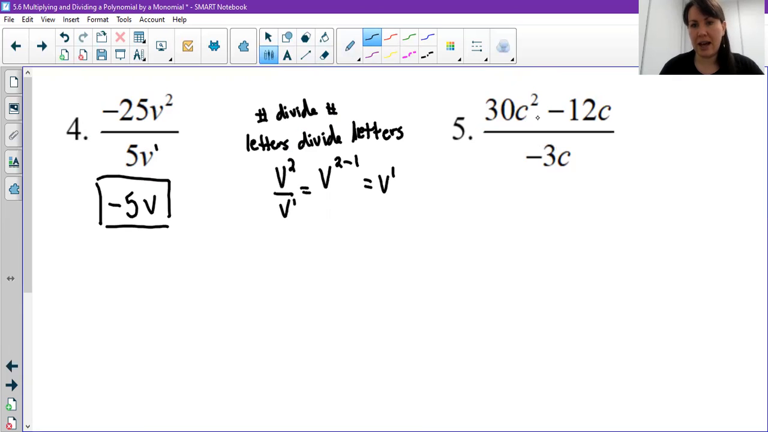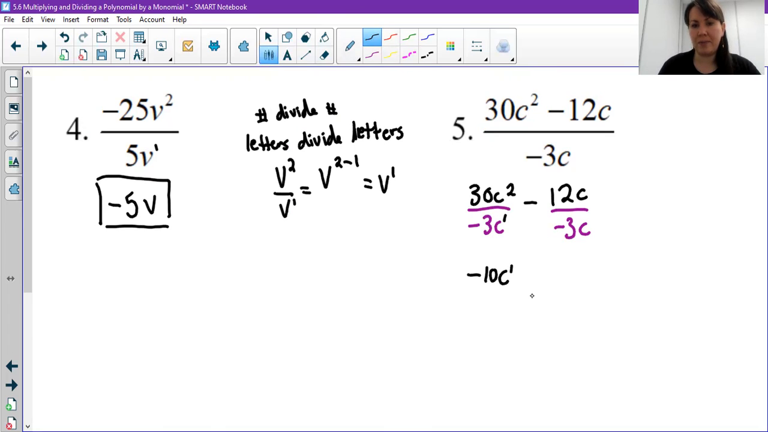All right, let's take a look at the next question. I'm going to rewrite this so each term is divided by the negative 3c. Okay, numbers divided by numbers. 30 divided by -3 is a -10. C squared divided by C, remember that's power of 1. You have the same base, so subtract your exponents. 2 take away 1 is 1, so this will just be C to the power of 1, or just C.